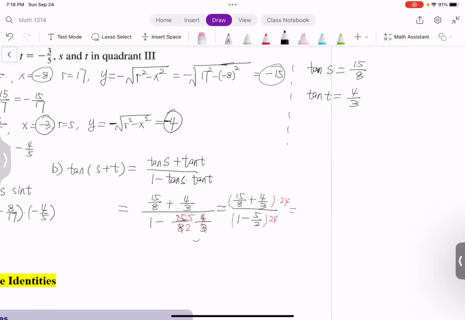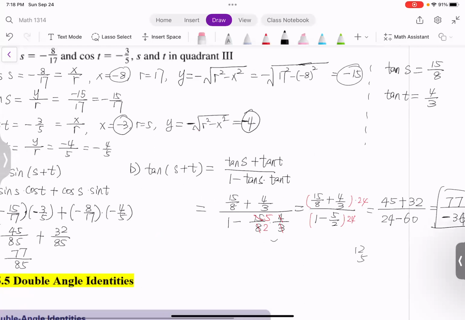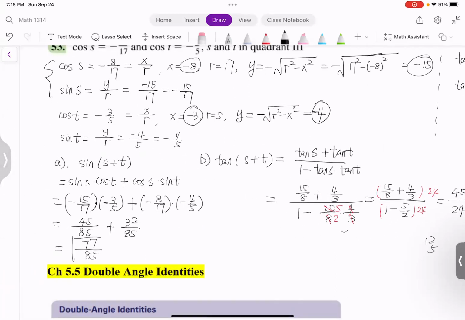Let's see, what do we have? We have 3 times 15, 45, plus 32. And the bottom is 24 minus 12. Wow, that's a big computation. So 12 times 5 is 60. So the top is 77. The bottom is negative 36. So the tangent is negative. And here sine of s plus t is positive.